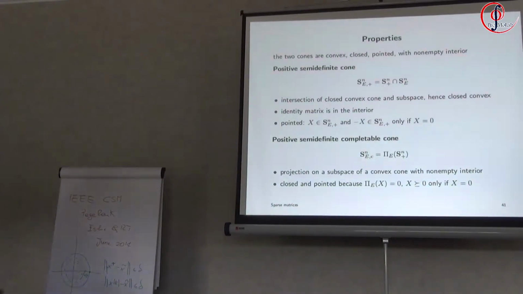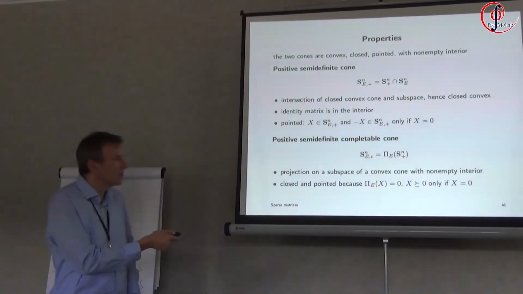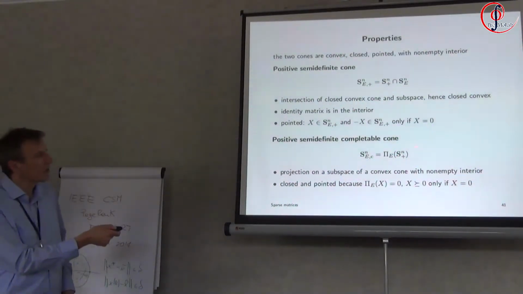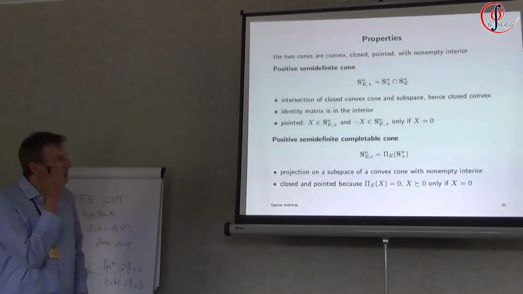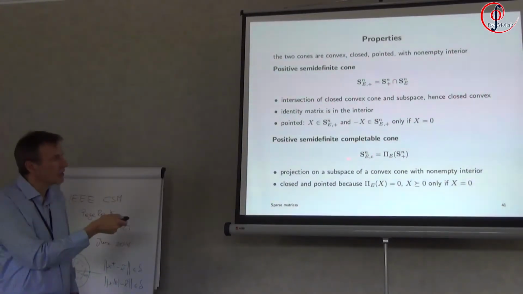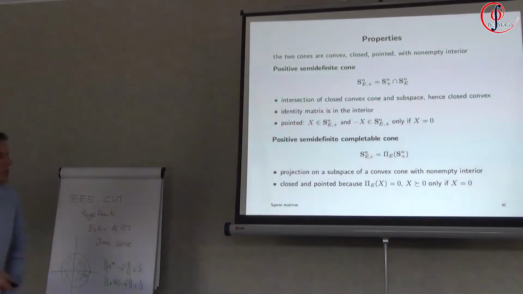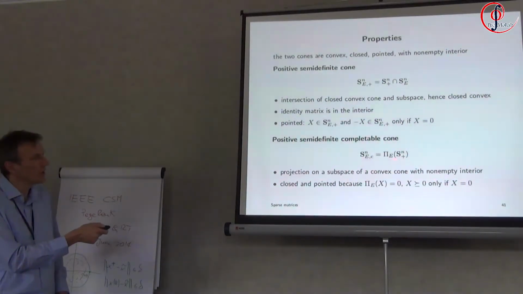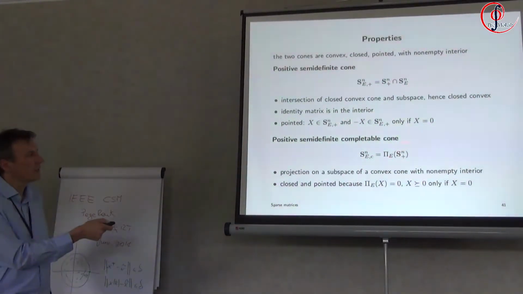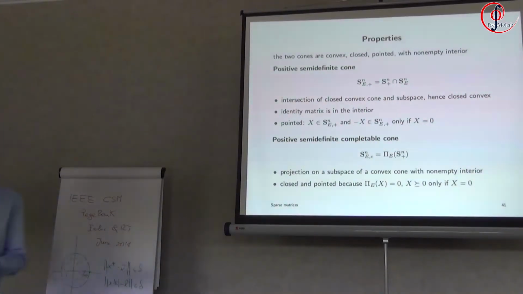But there is a sufficient condition that holds in general. If you project a closed cone on a subspace, then the projection will be closed if there's no non-zero element in the cone that you project that's in the null space of this linear operator. And that's true here because there's no non-zero positive semi-definite matrix that projected on a sparsity pattern would give you something non-zero.